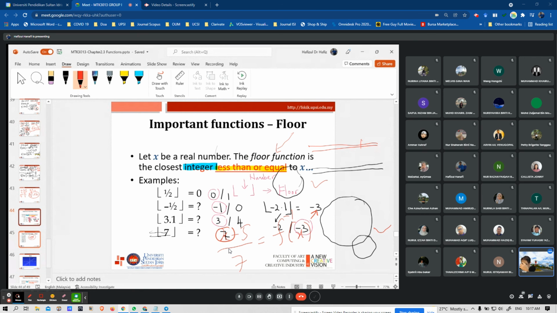Okay, for the floor function, x is a real number. The floor function is the closest integer less than or equal to x. For example, we have half, 0.5. The floor of 0.5 is equal to 0. And then negative 0.5, the floor is equal to negative 1. The floor of 3.1 is 3, and the floor of 7 is 7.